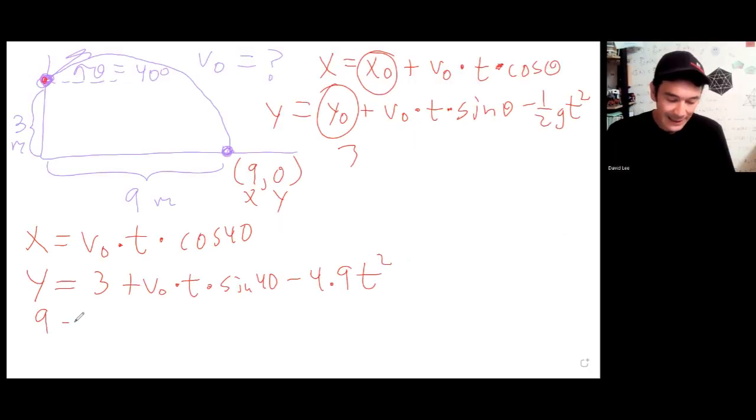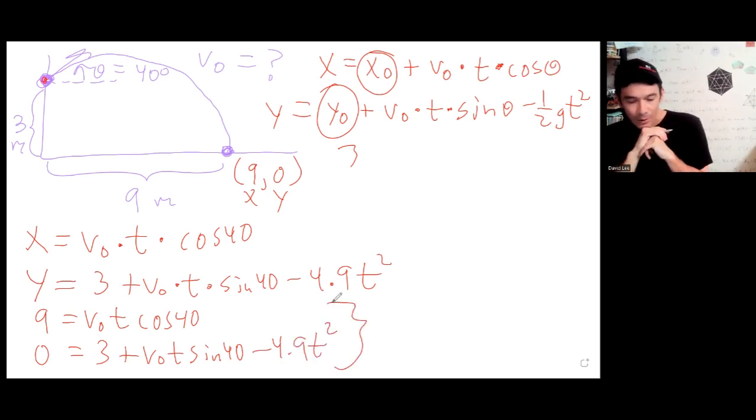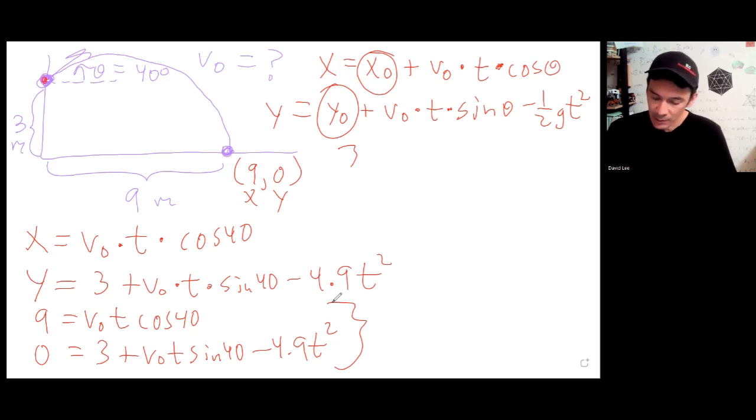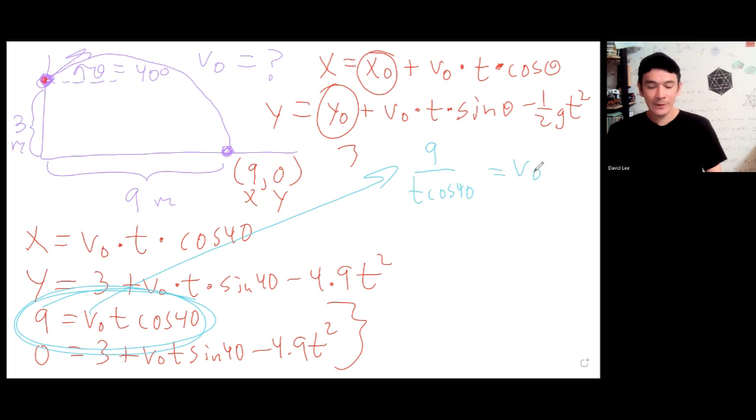So that'll say 9 equals v naught t cosine 40, plug 0 in for y, 0 equals 3 plus v naught t sine 40 minus 4.9 t squared. Why don't we look at this equation here and why don't we solve for v naught? Check out this little trick here. Would you agree that if you get v naught alone, that means dividing by t cosine 40 on both sides, and that it would say this over here?